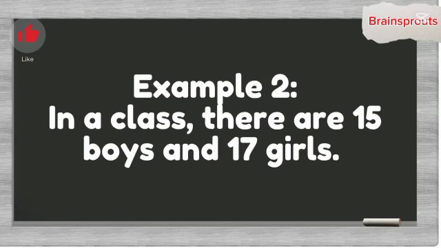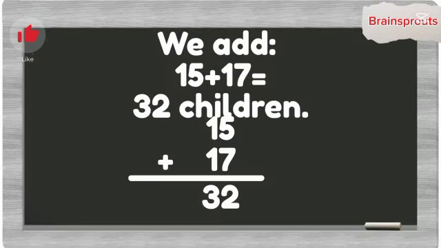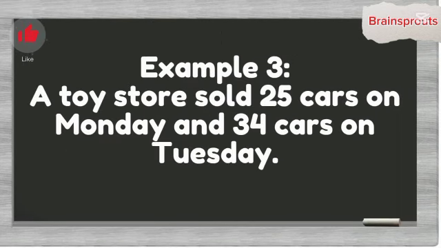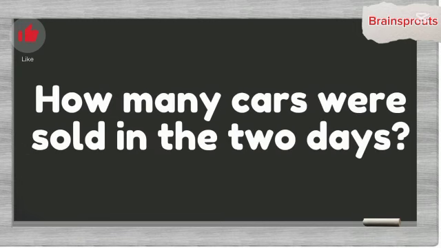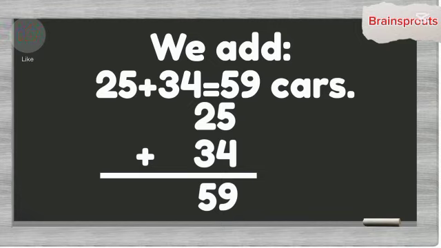Example 2. In a class, there are 15 boys and 17 girls. How many children are in the class altogether? We add. 15 plus 17 equals 32 children. Example 3. A toy store sold 25 cars on Monday and 34 cars on Tuesday. How many cars were sold in the 2 days? We add. 25 plus 34 equals 59 cars.